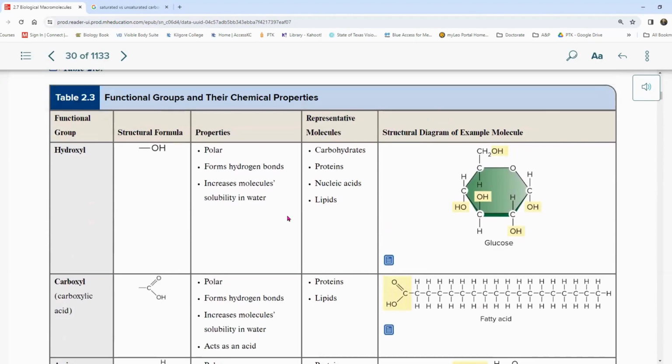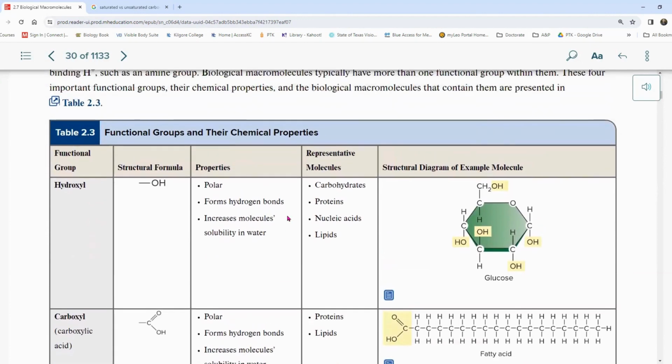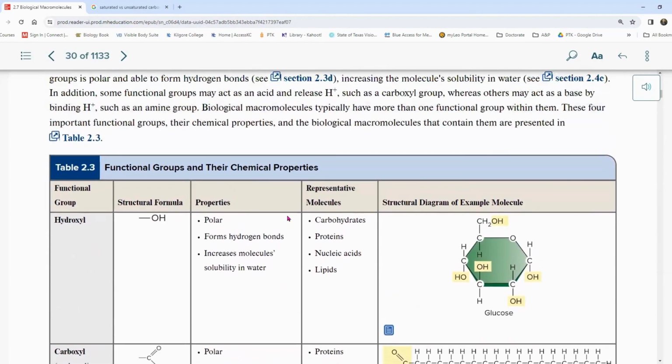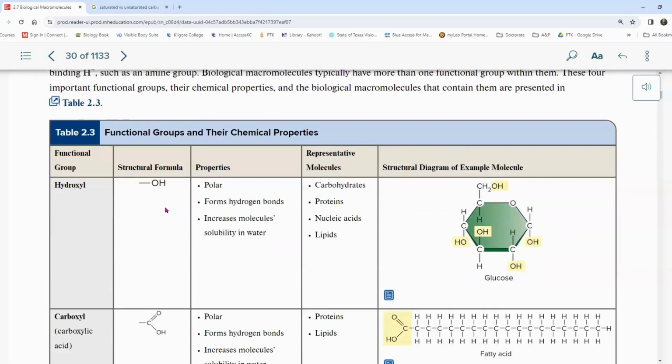So here are some organic functional groups. Like hydroxyl, which is just an OH. So anything that has an OH, like an alcohol. The alcohol that you drink is C2H5OH, where OH just means it's a hydroxyl, or an alcohol. You can find these in carbohydrates, proteins, nucleic acids, and lipids.